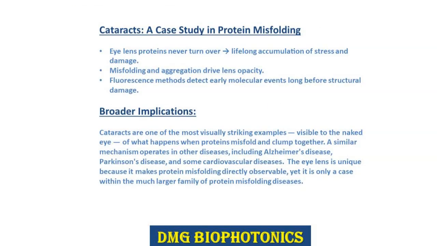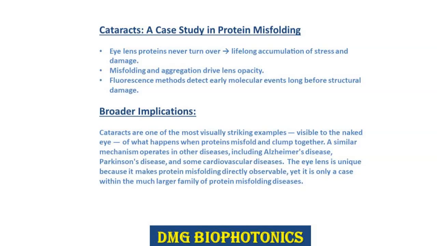Cataracts are a case study in protein misfolding. The proteins in the eye lens never turn over, so over a lifetime they accumulate modifications and damage. This leads to misfolding and aggregation, which eventually build up lens optical density and opacity. The eye lens offers a unique research window, as fluorescence techniques can reveal early molecular changes well before any visible structural damage emerges. The eye lens is unique because it lets us observe protein misfolding directly, yet cataracts are only one member of a much larger family of protein misfolding diseases.